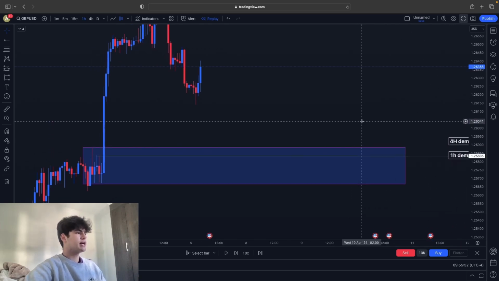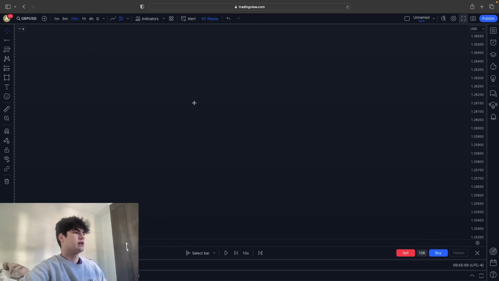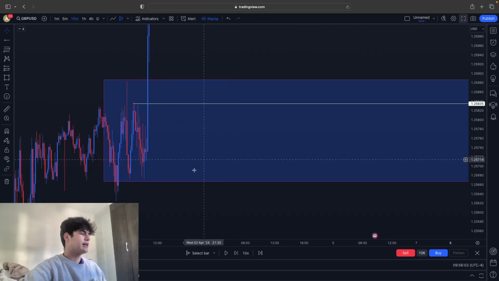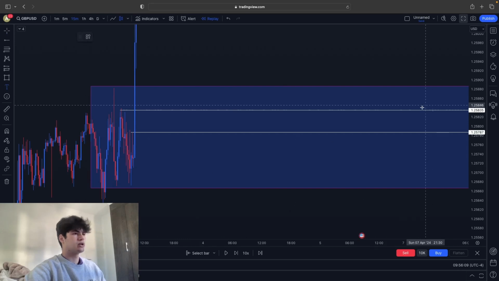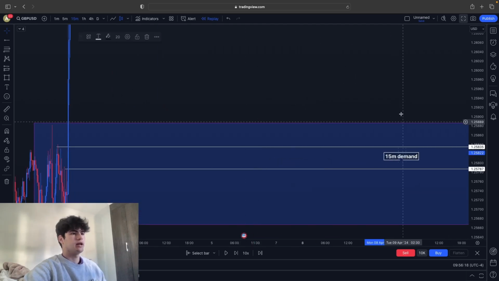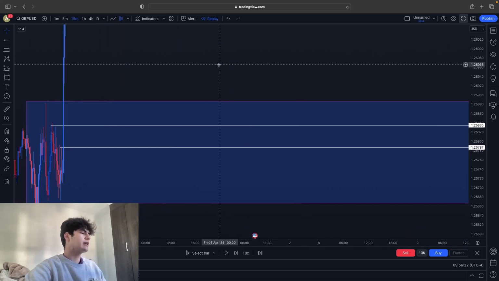Now inside of the 1 hour demand, this line to the bottom there, we're going to look for a 15-minute demand. Let's see if we can drop to the 15-minute. We can see that there is actually another high probability demand inside of that. Let's put our text: the second white line is the 15-minute demand, just like that.